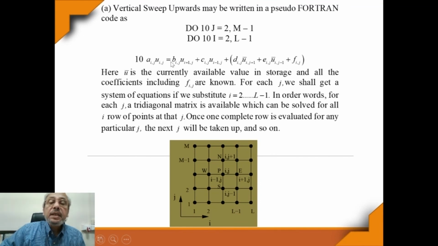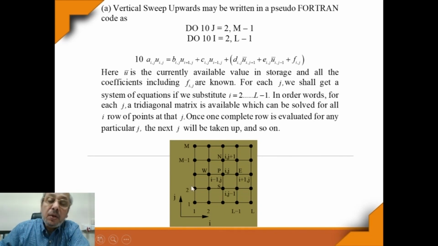Aij uij equals bij ui+1,j plus cij ui-1,j. These are implicitly related. These will be evaluated by varying i equal to 2 to L minus 1, j equal to 2 to M minus 1, and we will get a system of algebraic equations.